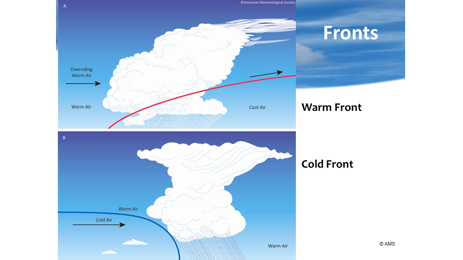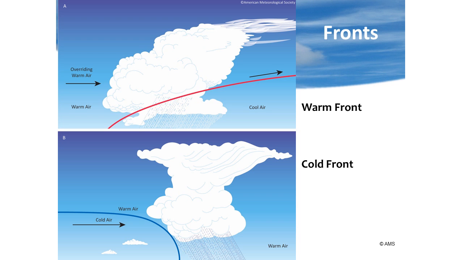Here's a warm frontal example on the upper graphic here. As warm air is overtaking cold air, warm air is less dense, and cold air is a little bit more dense. So as the warm air tries to push the cold air out of the way, it actually rides up and over the cold air. It's almost like a little lid on the cold air. And the air will rise, creating clouds and precipitation.